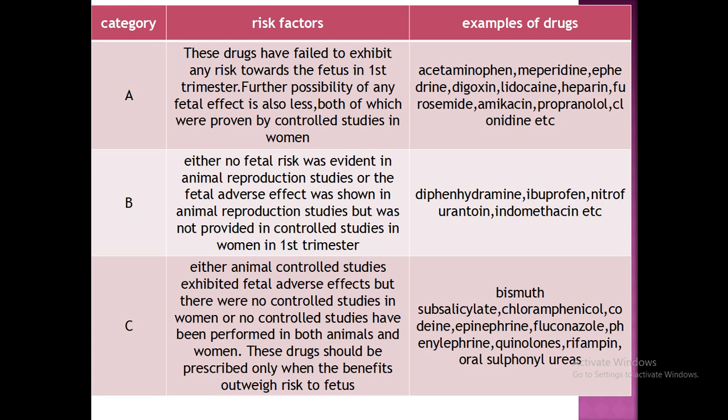Examples are bismuth subsalicylate, which is an antacid used to treat ulcers. Then chloramphenicol, used in conjunctivitis of the eye. Codeine, which is an antitussive, a cough suppressant. Epinephrine, which is an antihistamine. Then fluconazole, antifungal. Phenylephrine, antihistamine. Quinolones, fluoroquinolones, etc. These are antibiotics. Rifampin, an anti-tubercular drug. Oral sulfonylureas, used in diabetes.